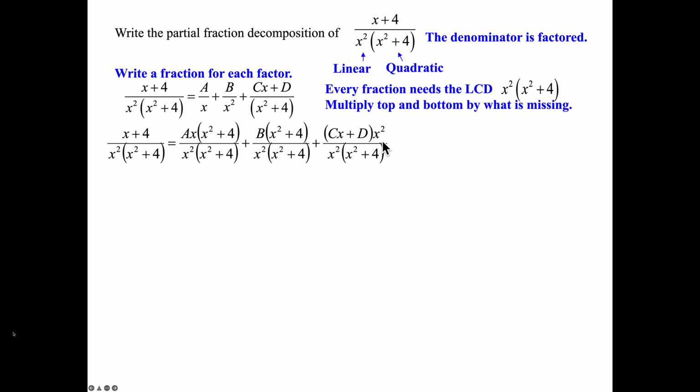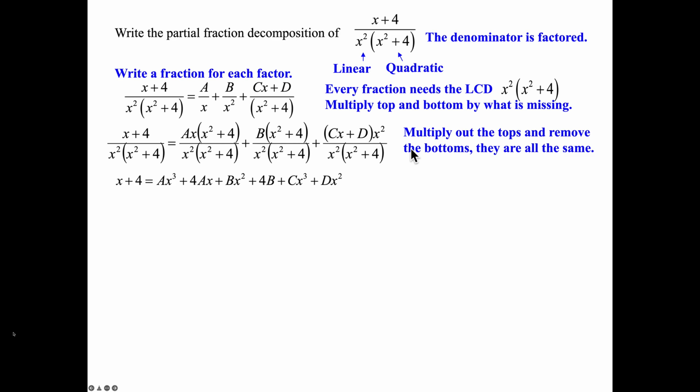That's what was missing. Now that all the denominators are the same, we don't have to look at them anymore. We just focus our attention on the numerators. We multiply it out. Ax times x squared is Ax cubed. Ax times 4 is 4Ax. B times x squared is capital Bx squared. B times the 4, 4B. Cx times the x squared will be Cx cubed. And x squared times capital D will be Dx squared.